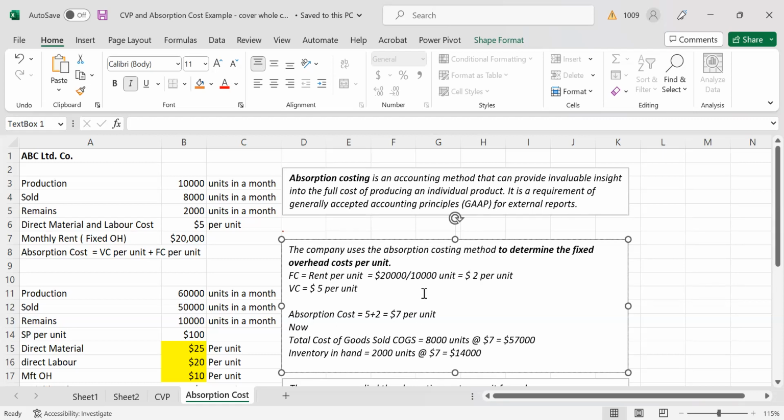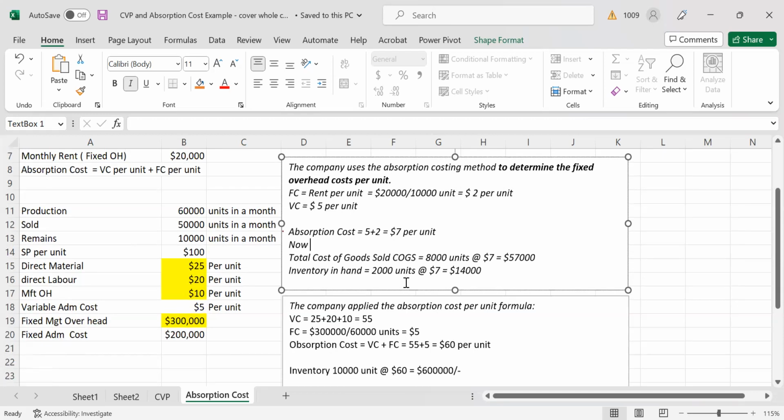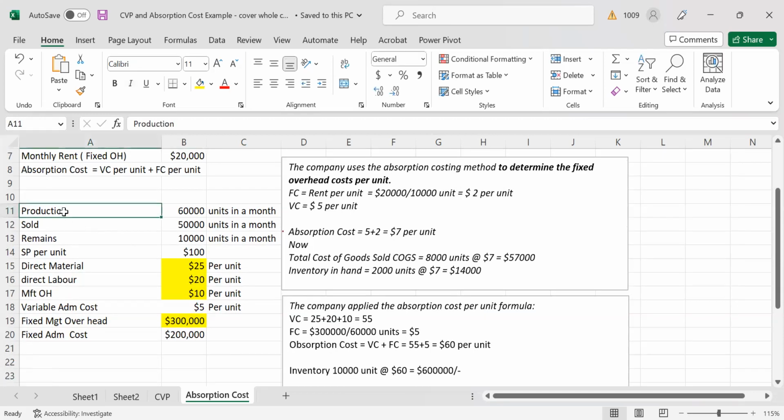Now, this is the one example that we have completed. Second example: if, for example, the production is 60,000 units in a month, and we have sold 50,000 units and 10,000 remaining. Selling price is 100 per unit. Direct material is 25 per unit, direct labor 20, and manufacturing overhead 10. Variable administration cost we are not going to consider. Fixed expenses of manufacturing overhead we will consider, but fixed expenses for administration cost we are not going to consider here.